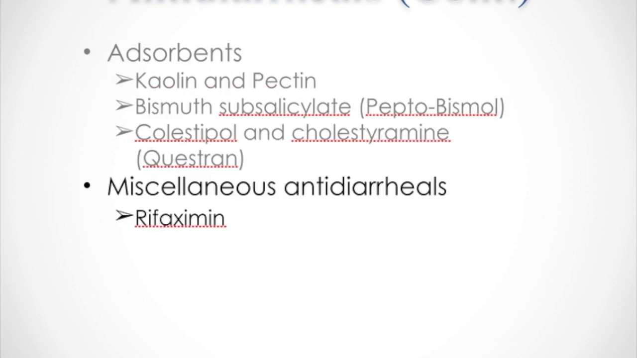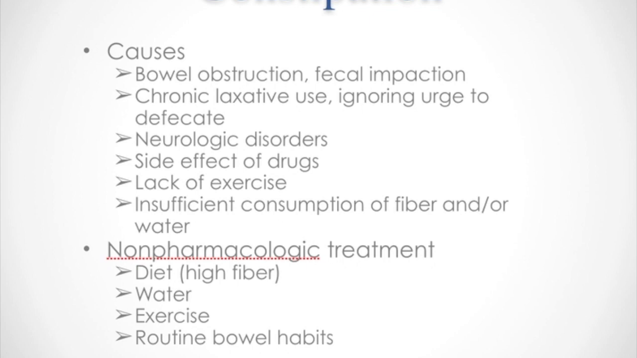Then there are absorbents. So the first group that we talked about, slow peristalsis, these ones serve to absorb the bacteria or the toxins, whatever's causing the diarrhea. So that's how they slow things down. And on the flip side of diarrhea, there's constipation.